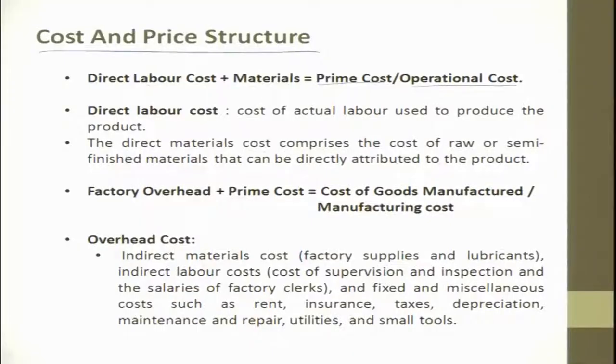product. Factory overhead plus prime cost is equal to the cost of goods manufactured, or manufacturing cost. There is something called overhead cost. So, overhead cost is indirect material cost, factory supplies, lubricants, indirect labor cost, cost of a supervisor, inspection, salary of a factory clerk, and fixed and miscellaneous costs such as rent, insurance, tax, depreciation, maintenance, repair, utilities and small tools. All these things fall under overhead cost.